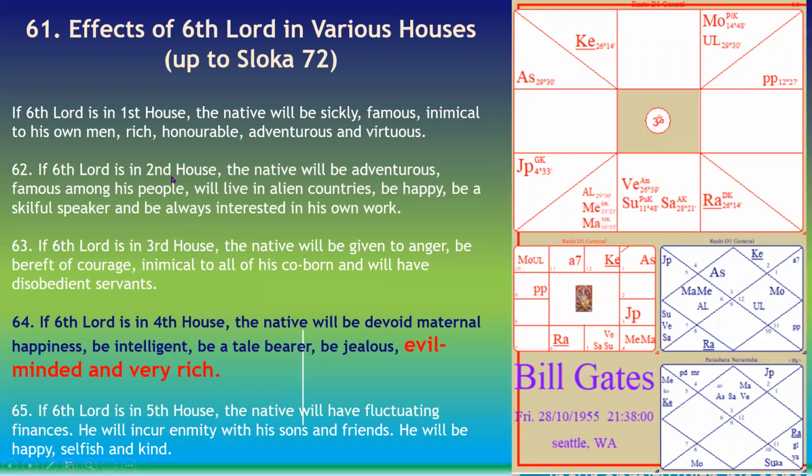If the sixth lord is in the second house, the native will be adventurous, famous among people, live in alien countries, be happy, be a skillful speaker, and interested in own work. So basically, these are the earth houses. The second house in the natural zodiac is Taurus, and the sixth house is Virgo. So with any association of the sixth and the second, wealth will be earned by one's own skills and things like that. And why speaker?